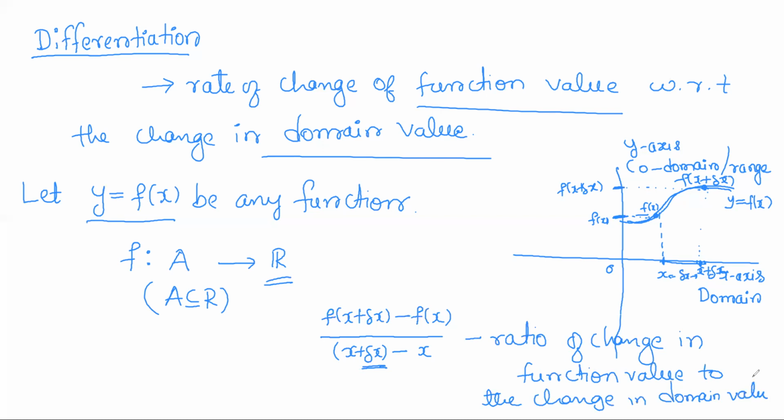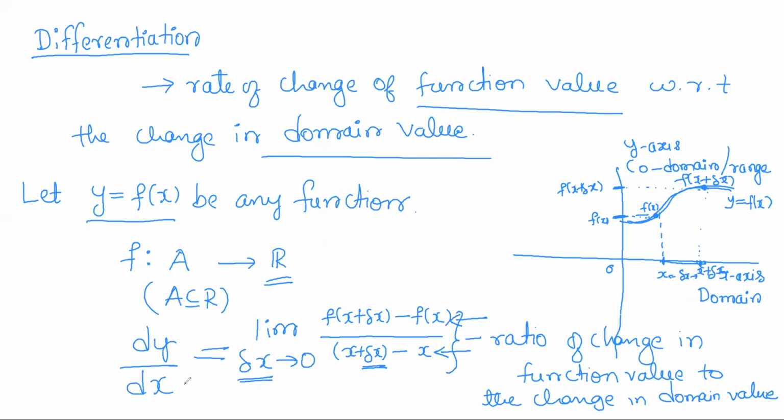Change in domain value. So this ratio is nothing but the change in function value to the change in domain value. Now if I consider this ratio for a negligible change, so delta x was the change which I gave. If delta x approaches 0, what will this ratio approach to? What is the ratio of change in the function value to the change in domain value for a negligible change? That ratio is nothing but dy by dx.